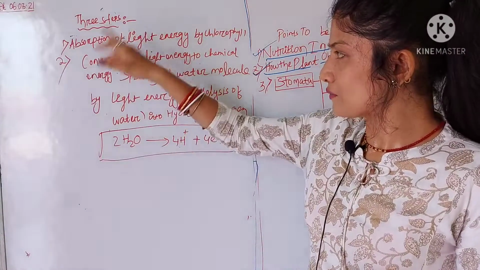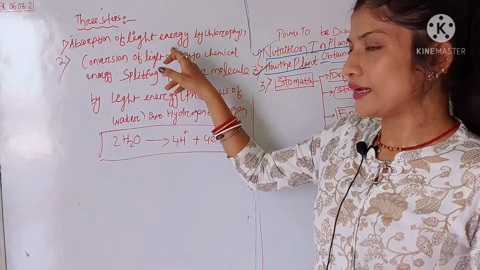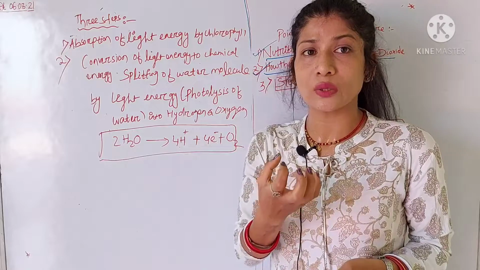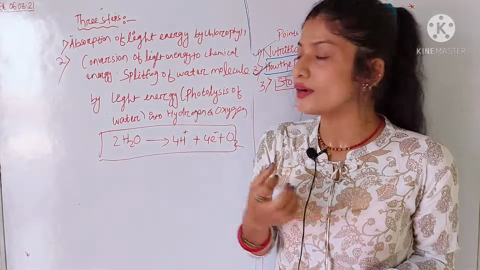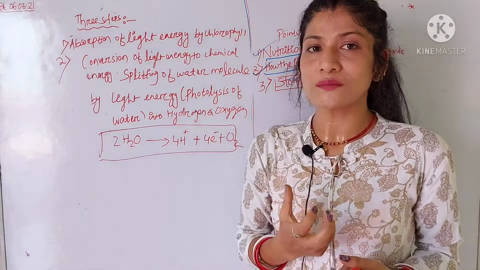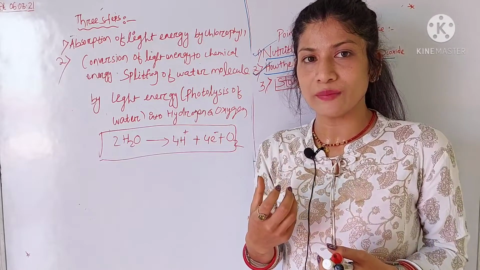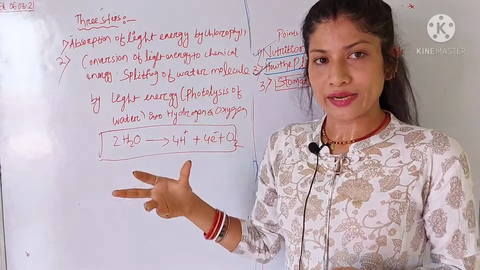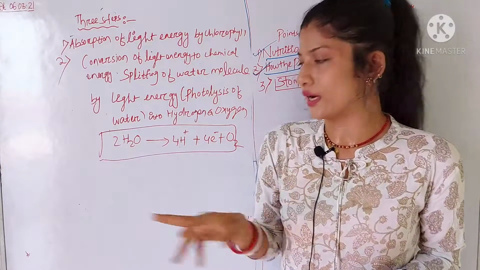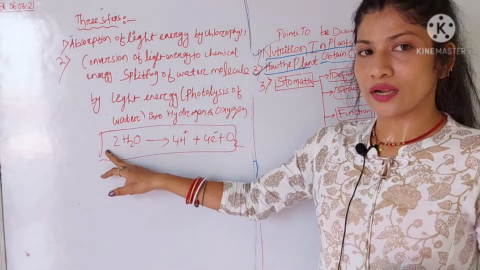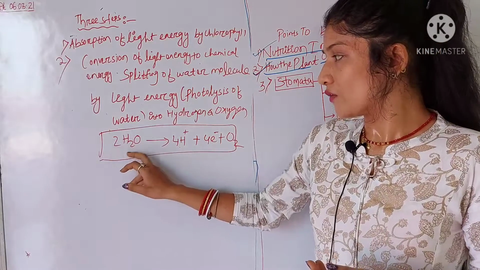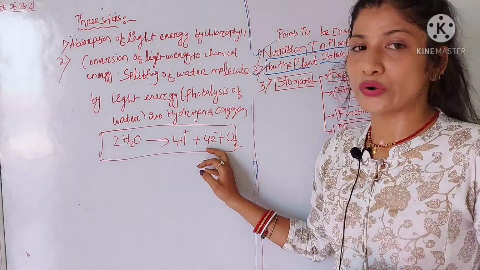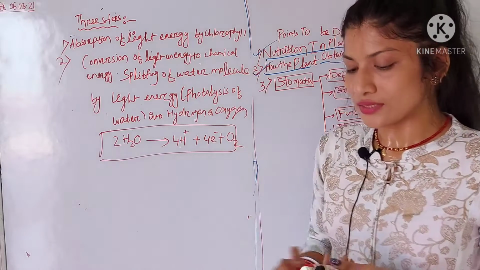So the 3 steps are: absorption of the light energy by the chlorophyll pigment, as the chlorophyll pigment traps or absorbs the solar energy. Second step is conversion of the light energy into the chemical energy by splitting the water molecule by the light energy. It is photolysis of water, or splitting of water molecule. The water molecule splits into hydrogen, oxygen and electrons. Okay, this is the photolysis of water.